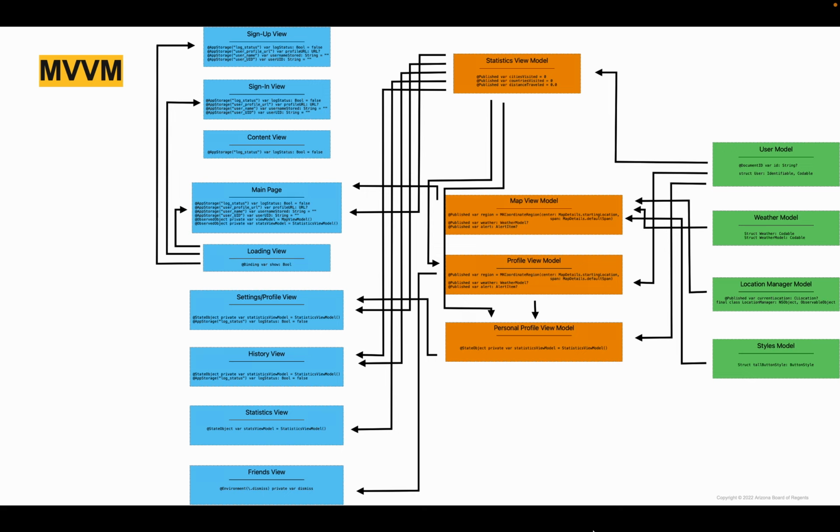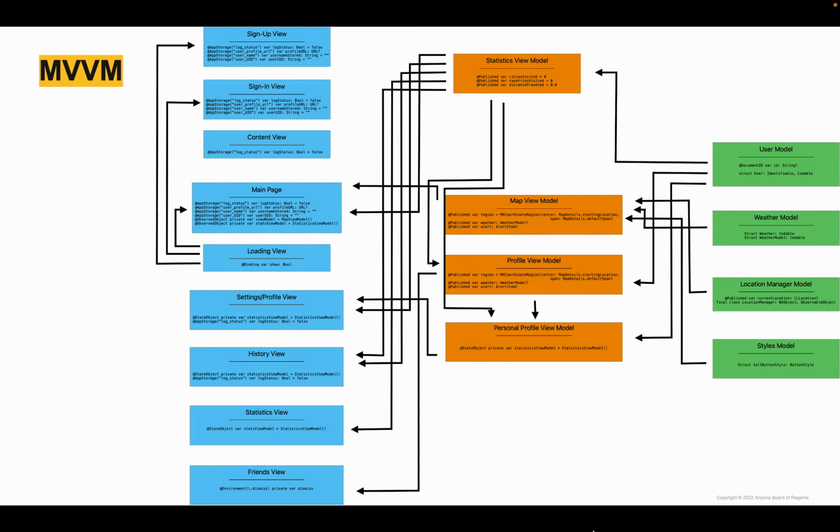And then we'll see your ability to sign up, sign in, the main content view, loading view, which is a user view that shows progress as things are being updated, history view, statistics, friends. And then on the right, on the models, we have a model for user, which is a structure of the user, which stores all their data, the weather model, which takes in weather JSON API data from Weather API to show the weather at the location you're currently at.